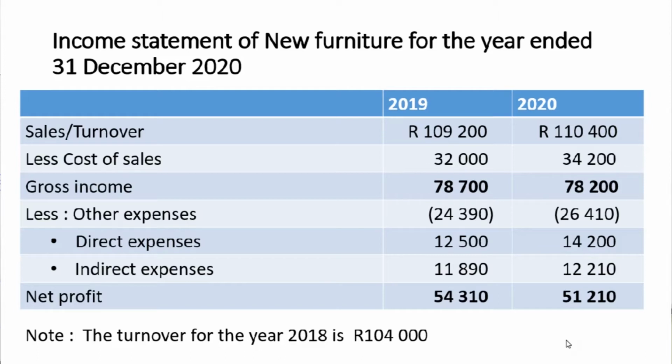Good people, let us look at our income statement, which is composed of 2 consecutive years, 2019 and 2020. We have turnover, cost of sales, and our gross profit. Then we deduct our other expenses, which are the direct expenses and the indirect expenses, and then we get our net profit.